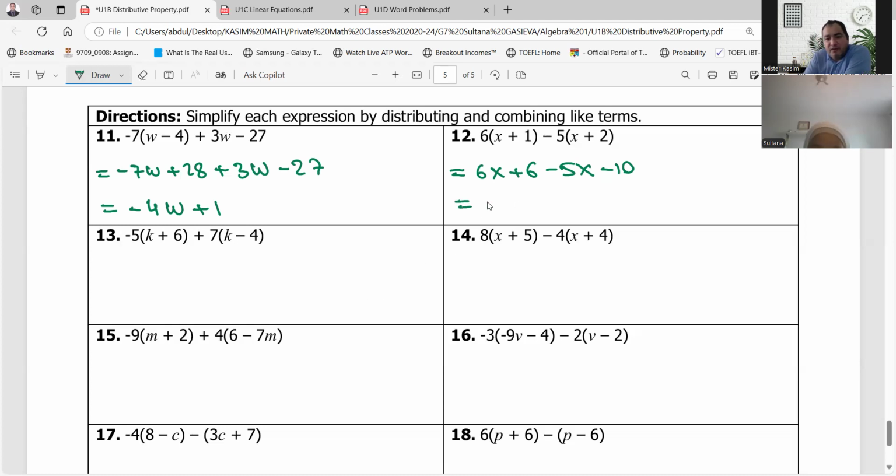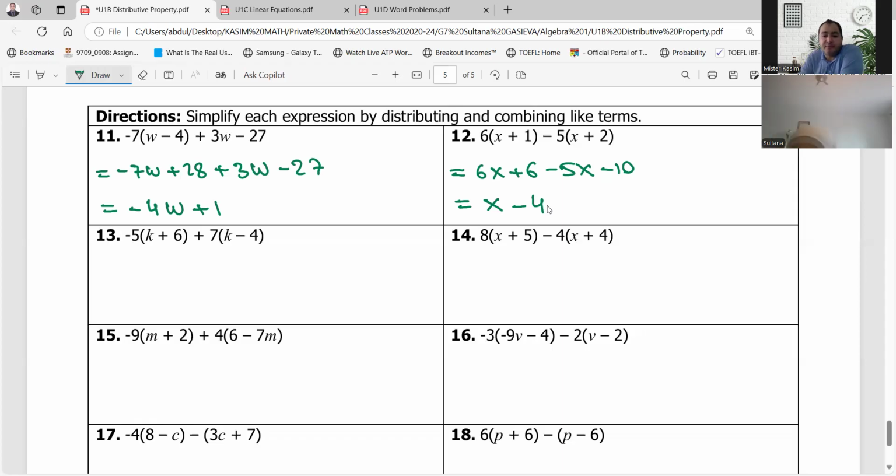Anyway, now here we have 6x minus 5x. That's just x. And 6 minus 10 is negative 4. That's it, just 2 steps. Open parentheses and combine like terms. Right? Okay. Now do question 13, Sultana. A bit faster, okay? Thirty seconds for writing, 1 minute for doing the question.